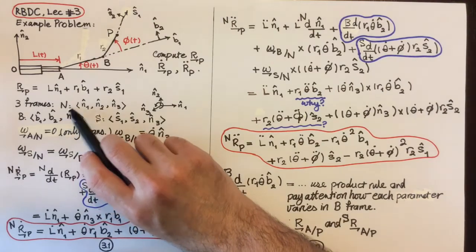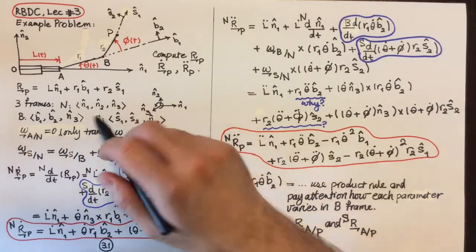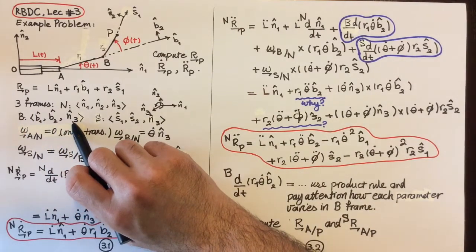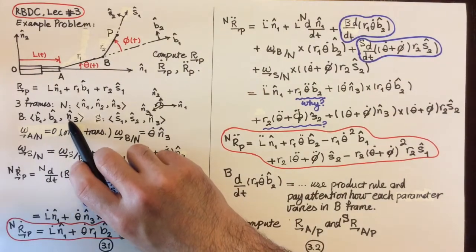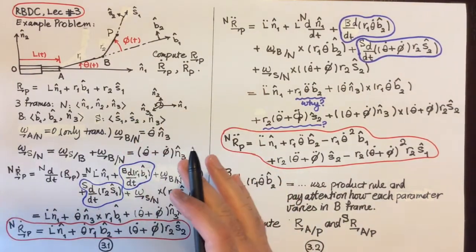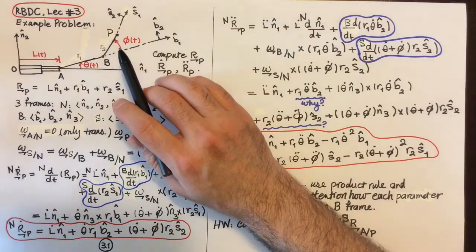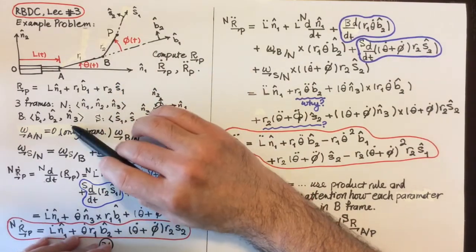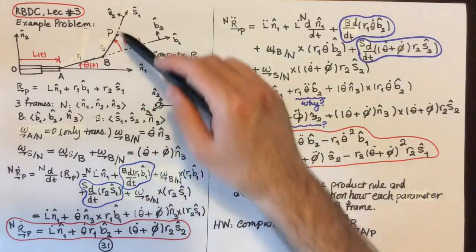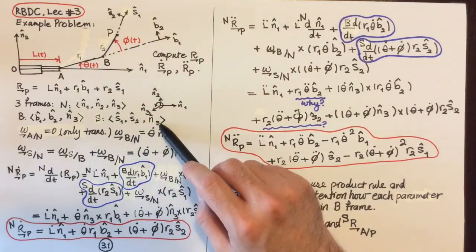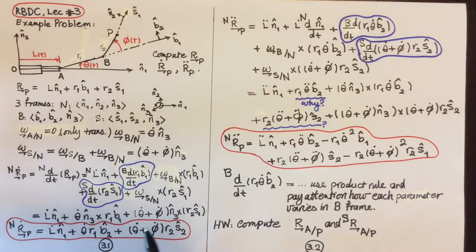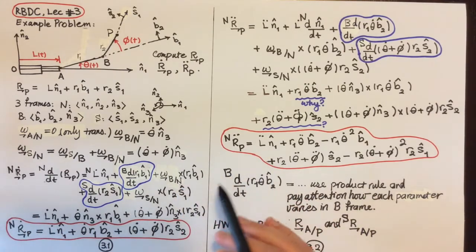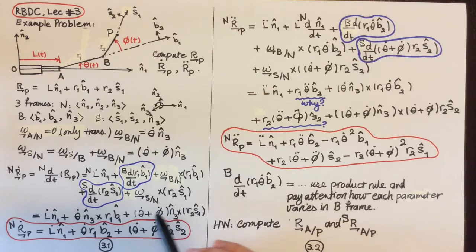For frame N, I have N1 hat, N2 hat, and N3 hat. N3 hat points out of the page. And for B, B1 hat, B2 hat, and N3 hat. Why do I use N3 hat instead of B3 hat? It's because every motion occurs on this plane, and because of that, N3 hat is the same as B3 hat. So I'm going to just use N3 hat. Same thing for S: S1 hat, S2 hat, and N3 hat. Again, all the motion occurs on the plane, so S3 hat, B3 hat, and N3 hat are the same as each other.